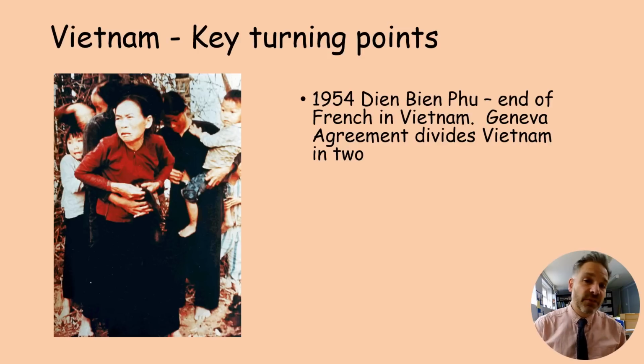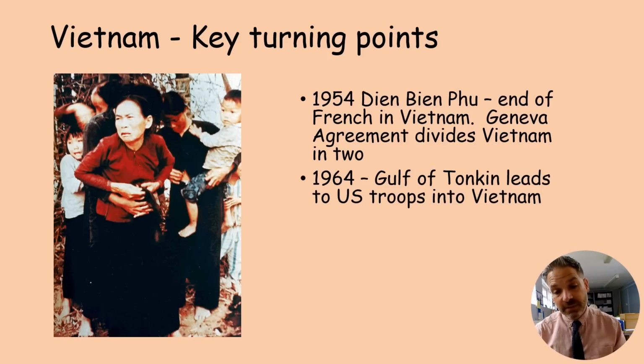Actually, that is the end of the French in Vietnam. It's that battle which they lose. They're defeated by the Viet Minh, led by Ho Chi Minh, and this failure of the French forces them out and leads to the Geneva Agreement, in which Vietnam is divided into 2, which is the essence of the problem, just like with Korea, similar.